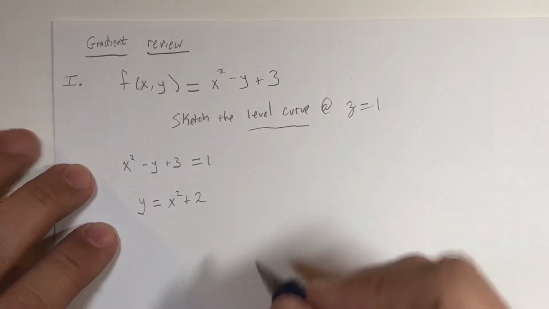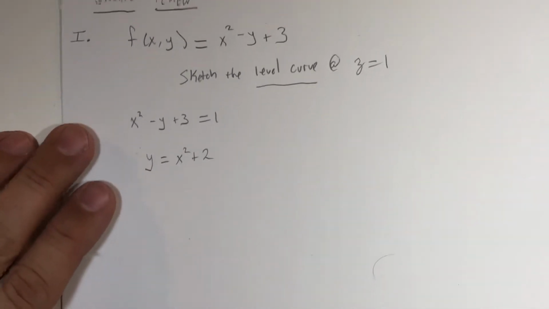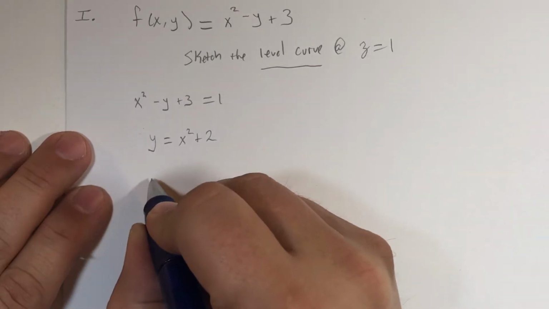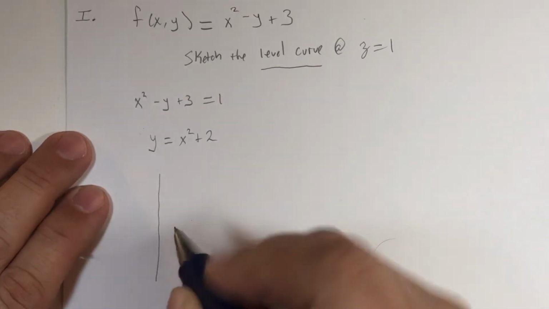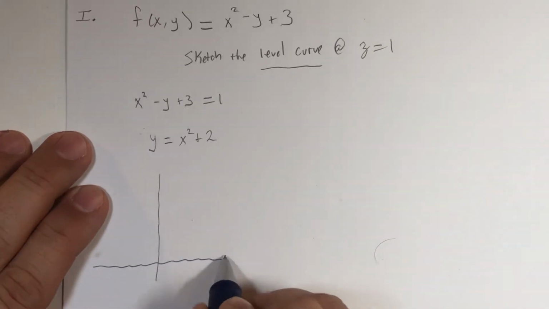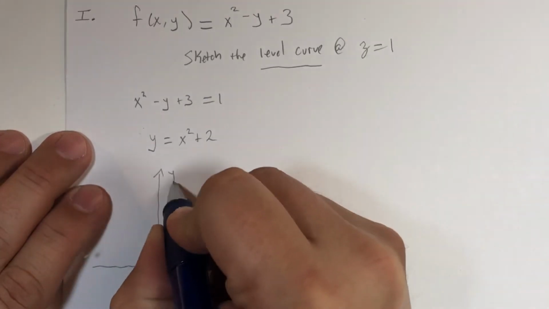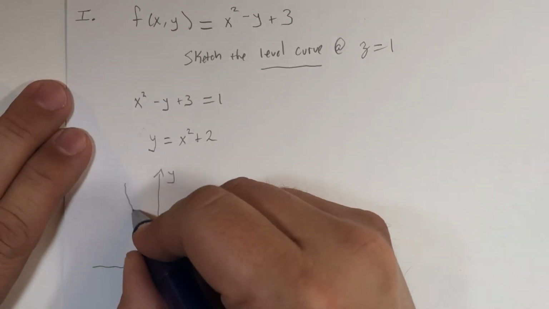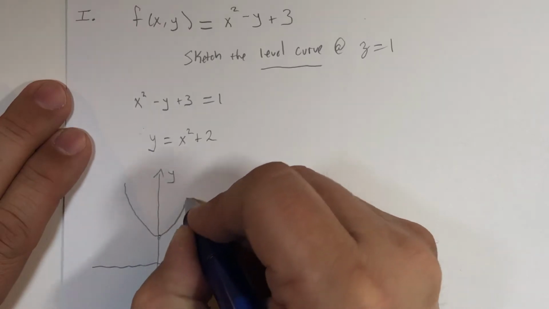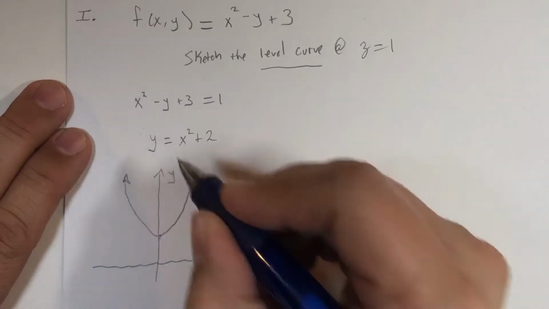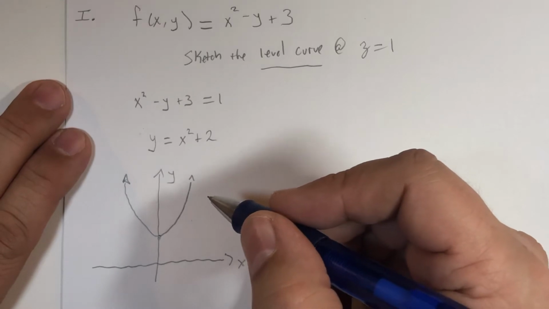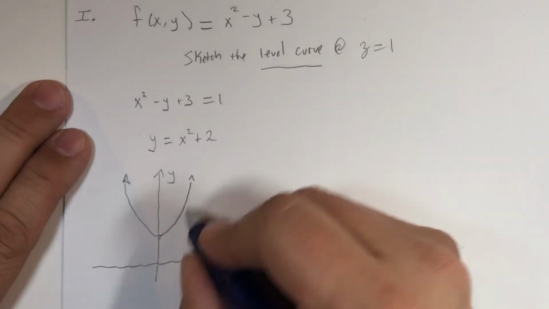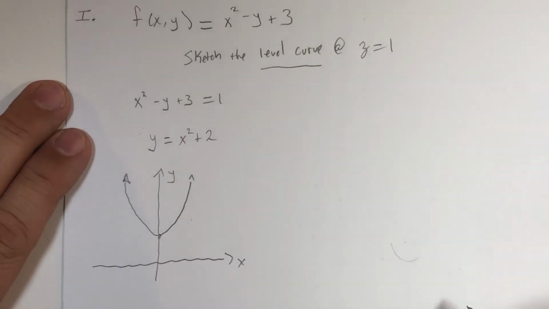A graph we should be pretty familiar with. So this parabola opens up and its vertex is 2 units up on the y-axis. On a graph paper, this would look much better. On the whiteboard, it probably wouldn't look much better. So we have this two-dimensional graph. So this parabola is called our level curve.